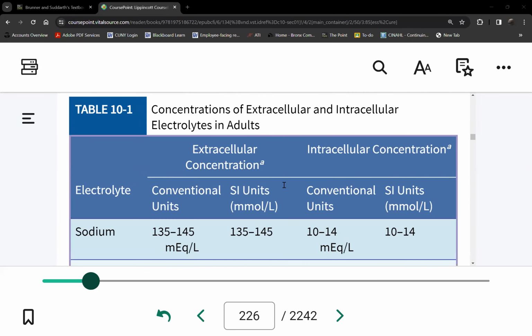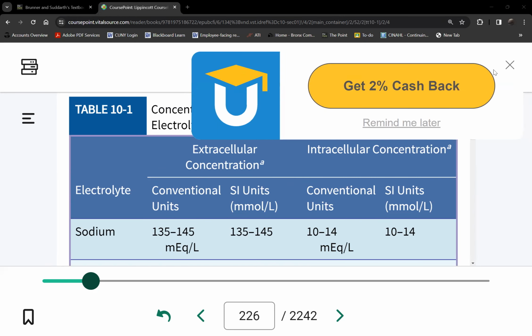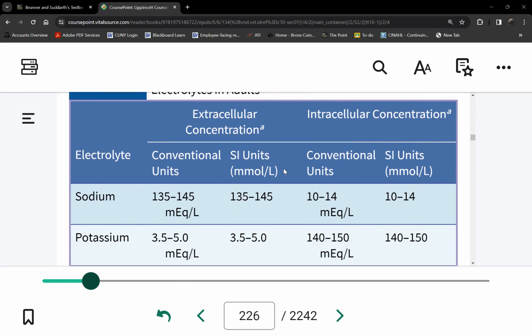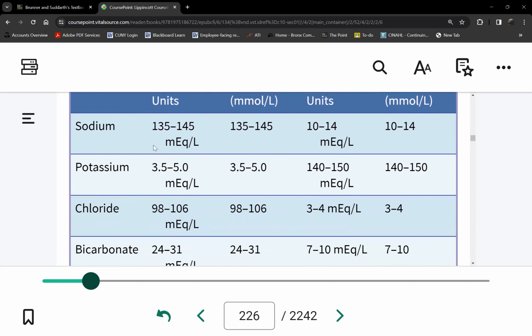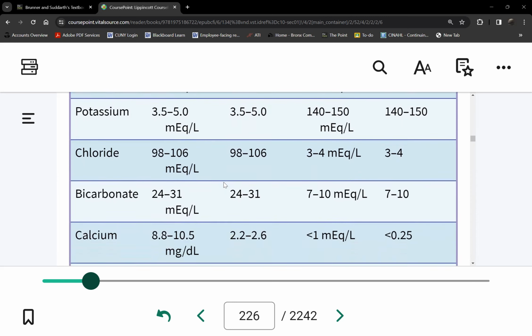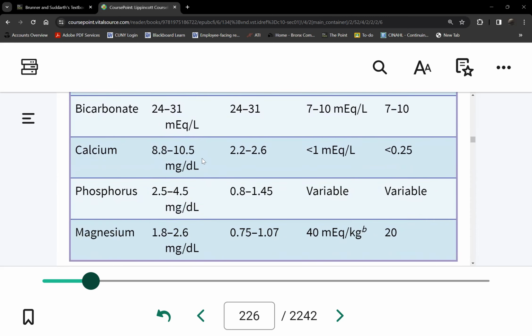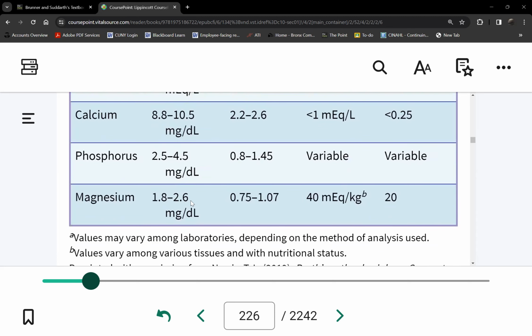These are your electrolytes. Some test questions will give you the normal values, especially next generation type questions. Some of them will just give you the lab results with no reference value. So please recall if you don't remember the value. We'll use your textbook. So sodium will be 135 to 145, potassium 3.5 to 5, calcium 8.8 to 10.5, magnesium 1.8 to 2.6.